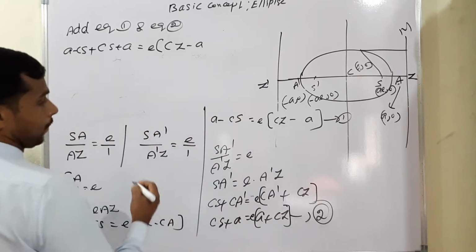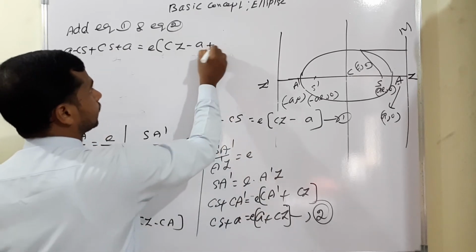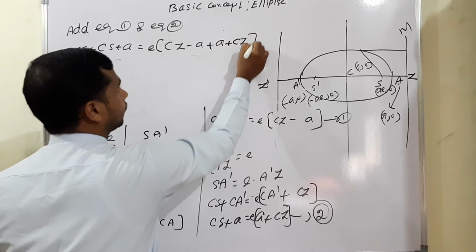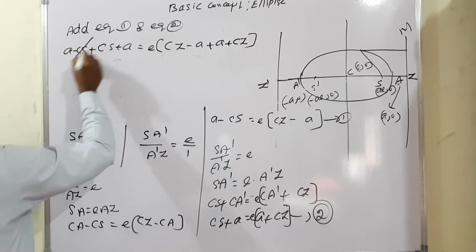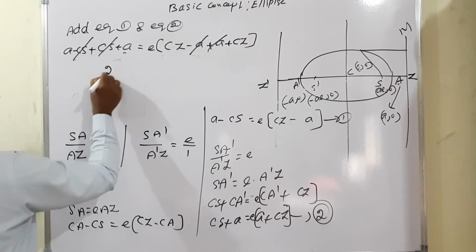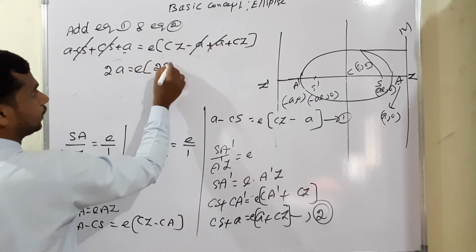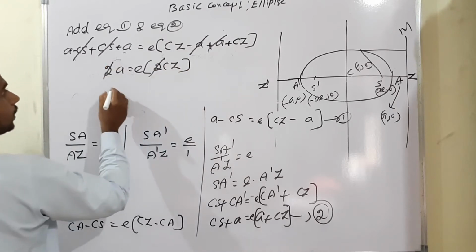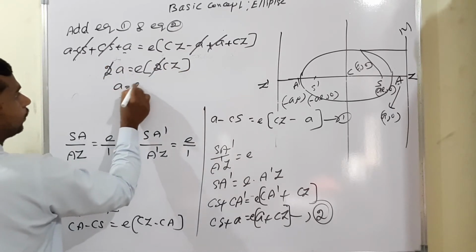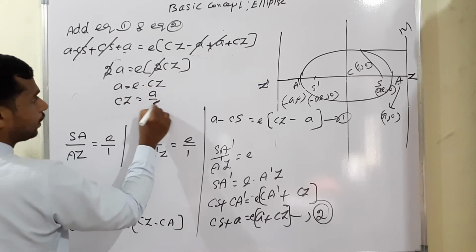Now CZ minus A, then here A plus CZ. So minus CS plus CS, here minus A plus A cancel. A plus A is equal to 2A, outside common E. CZ plus CZ means 2CZ. Again 2 cancel. Therefore A is equal to E into CZ. Therefore CZ means we can write it A by E.